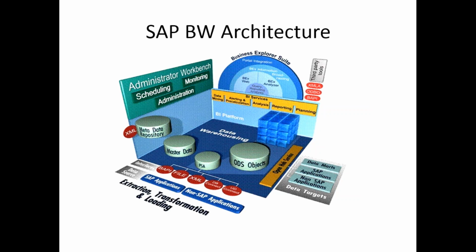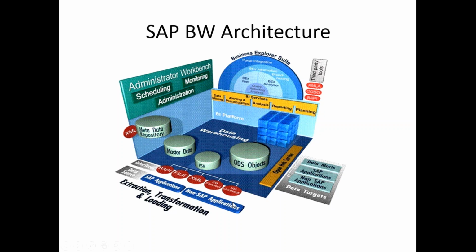Okay, so this is the SAP BW architecture. It's a three-tier architecture where this picture depicts whatever we discussed till now. Entire things will be discussed here. First of all, extracting from different source systems, you can see SAP application, non-SAP application, and flat files, everything that is a source.